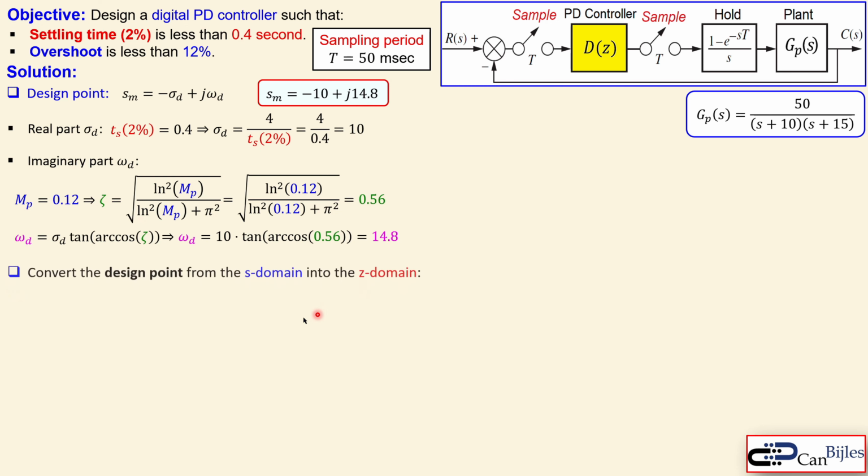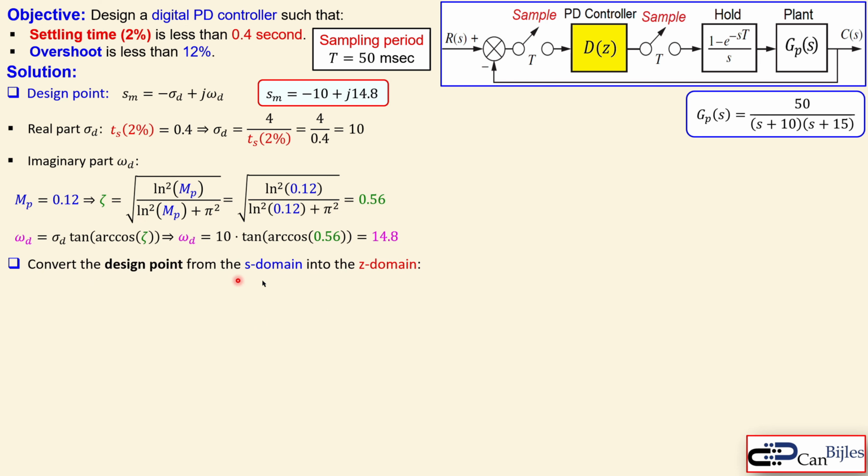Okay, we now move on and convert our design point from the S domain to the Z domain in order to determine the controller in the Z domain. For that we use the exact transformation from the S plane to the Z plane, which is defined by this expression: z is equal to e to the power sT.